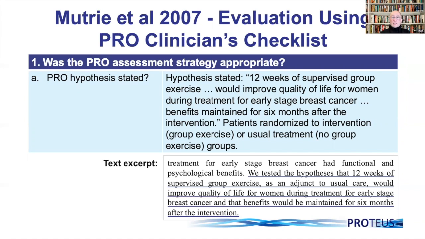From the text, they actually state we tested the hypothesis that 12 weeks of supervised group exercise as an adjunct to usual care would improve quality of life for women during treatment for early stage breast cancer, and that the benefits would be maintained for 6 months after the intervention. So I would say that we could check this box.